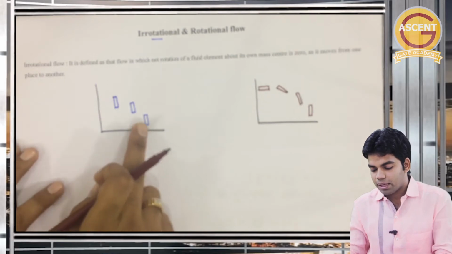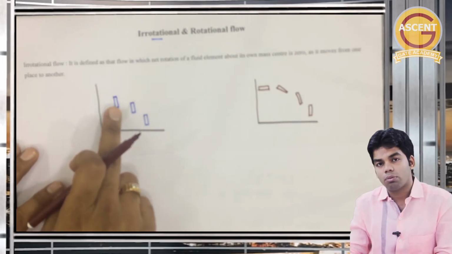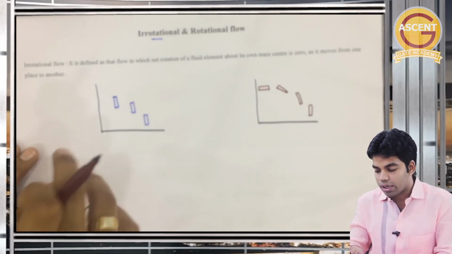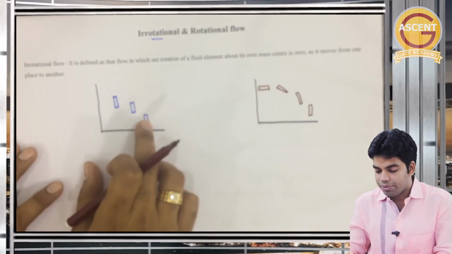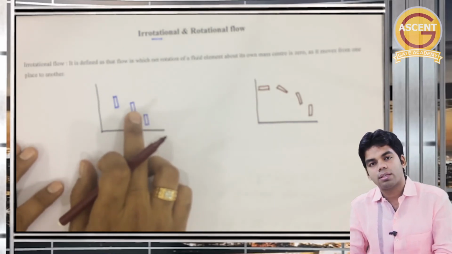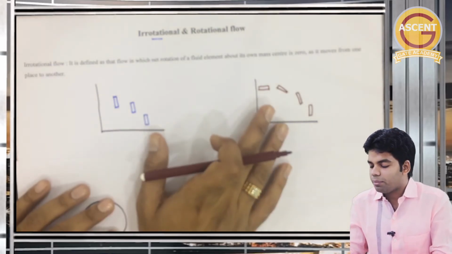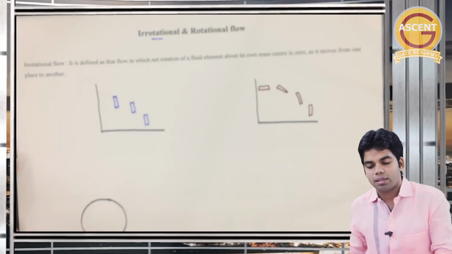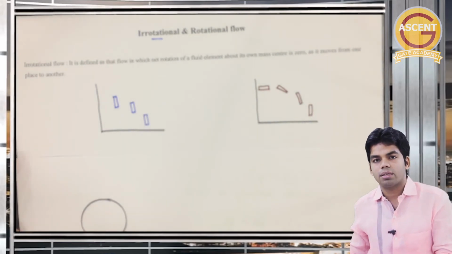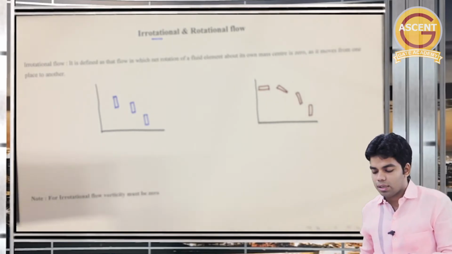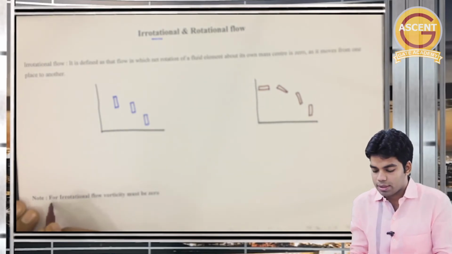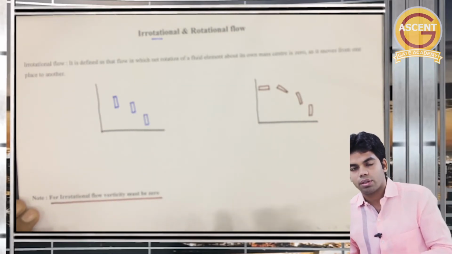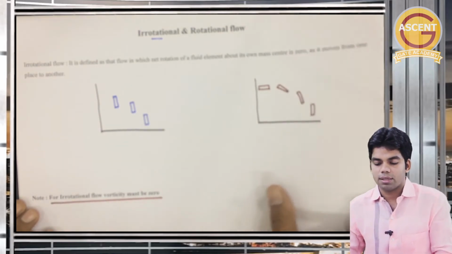But if the element is not rotating about its own mass center, then we can say that the flow is irrotational. And if the element is rotating about its own mass center, then we can say that the flow is rotational. And for an irrotational flow, the vorticity must always be 0. Very important thing. For an irrotational flow, the vorticity must be 0.